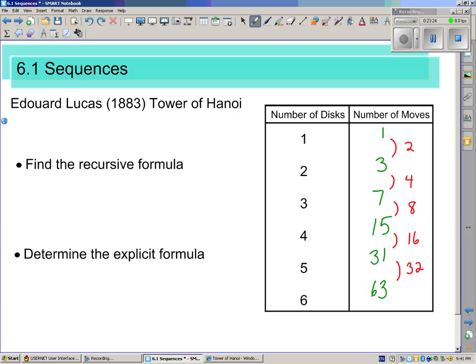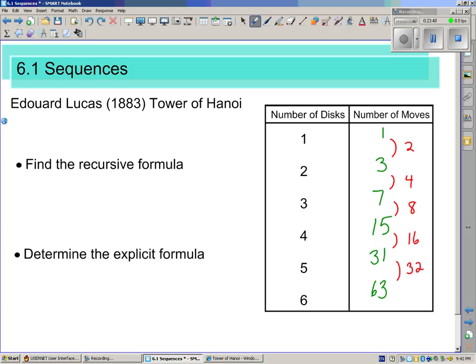2, 4, 8, 16, 32. What do we know about these numbers? They are powers of 2, right? There's a clue to what we're looking at.